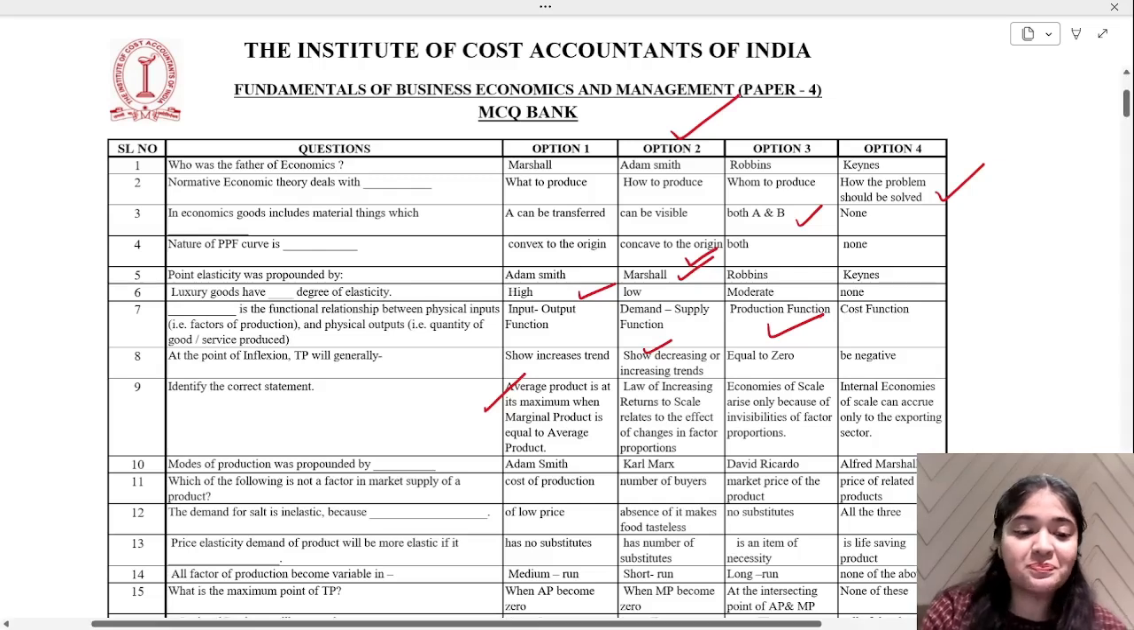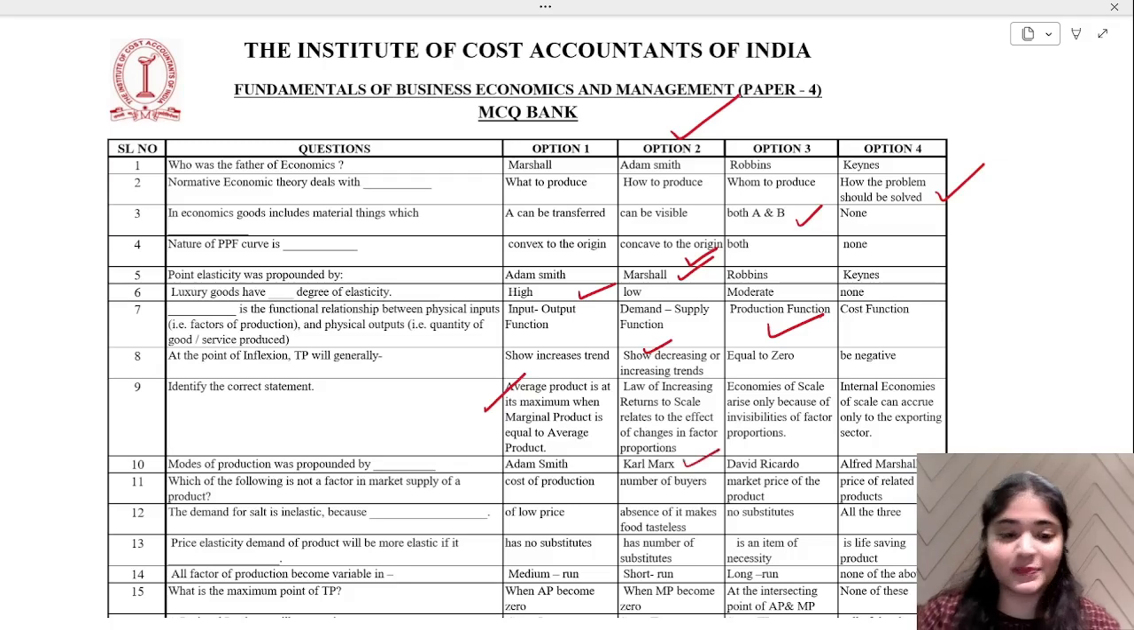Okay, correct. Modes of production was propounded by. Now, which person propounded the modes of production? You have to read the question very carefully. That was Karl Marx, correct.